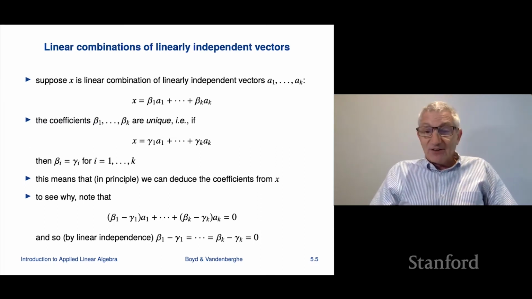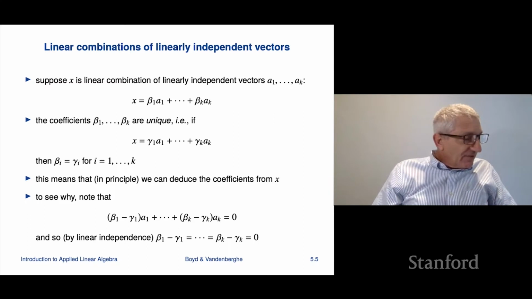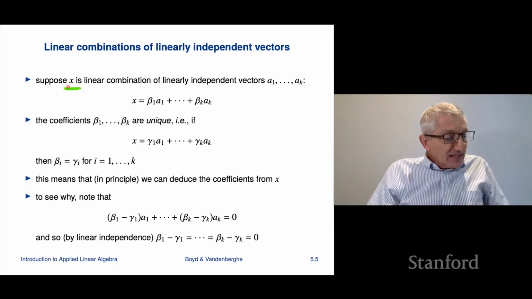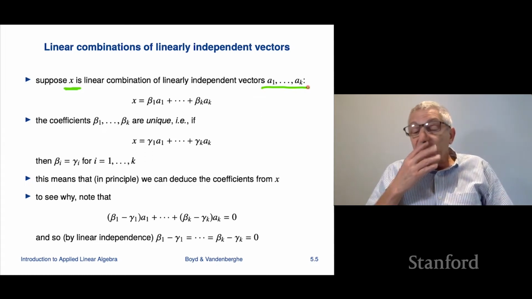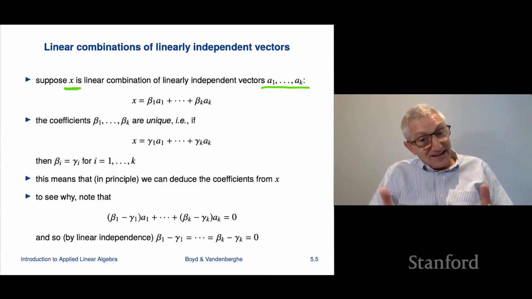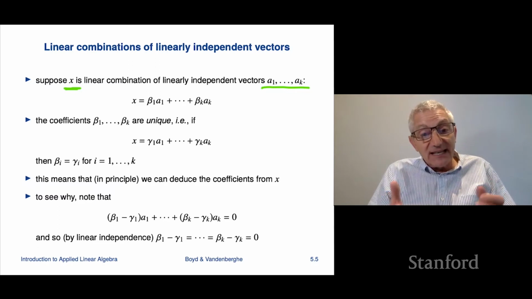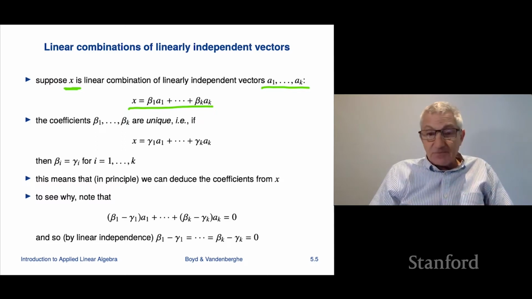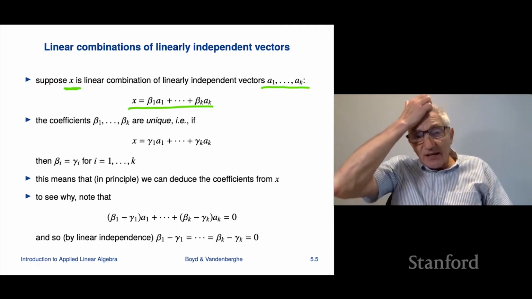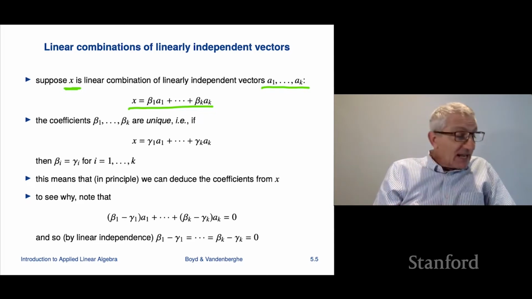It's quite interesting. Here it is. Suppose you have a vector x, and suppose I tell you it is a linear combination of some vectors a1 through ak. And let's suppose those vectors, or that set of vectors, to say it precisely, is linearly independent. So that means that x is beta 1 a1 plus up to beta k ak. Okay, that's what it means to be a linear combination. So here's what's cool about it. In this case, the way you'd say it in math is you'd say the coefficients beta 1 up to beta k are unique.